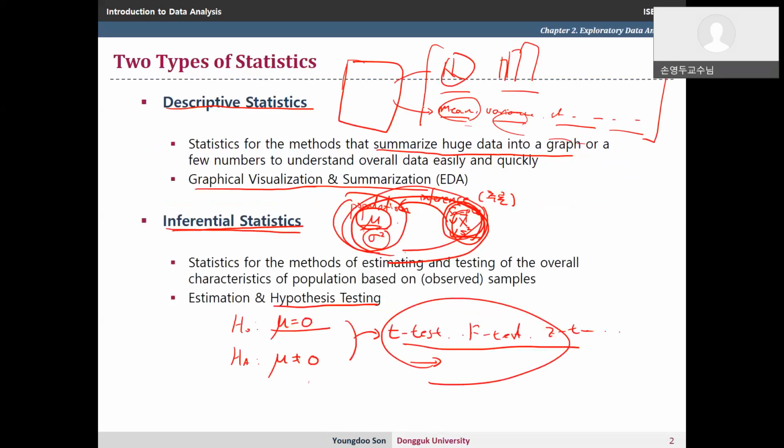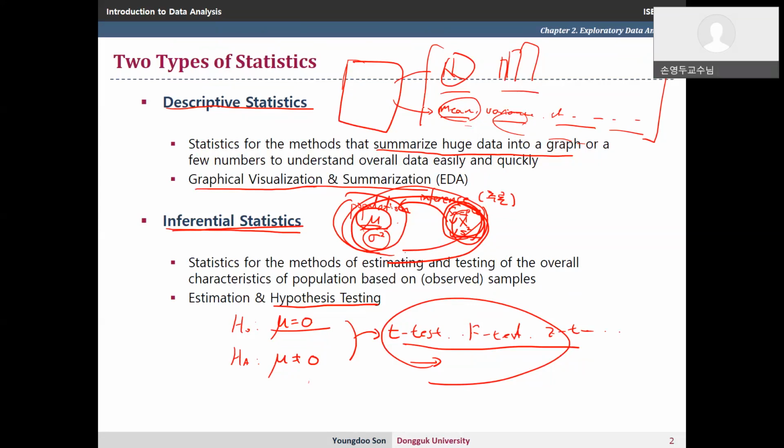So in the last class, we started the exploratory data analysis, and first we saw two types of statistics. The first one is descriptive statistics. It is actually a summarization and graphical visualization. So in the descriptive statistics, the methods are summarizing the huge data into a graph or a few numbers such as mean, variance, or quartiles, and so on.